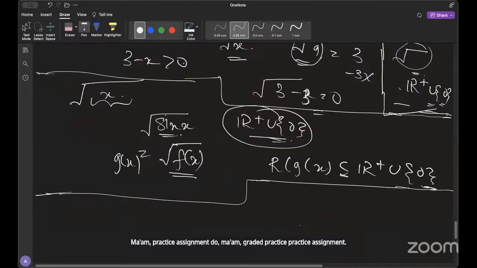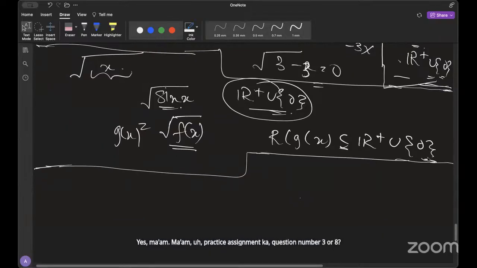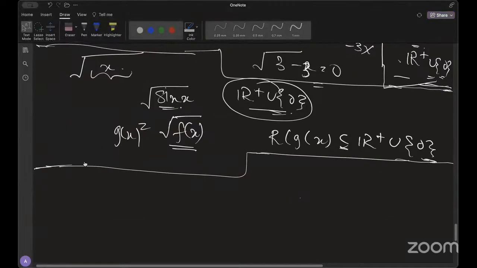Can we move on to the next doubt? Practice assignment question number 3 and 8, non-graded assignment. Question number 3 is not based on, okay.